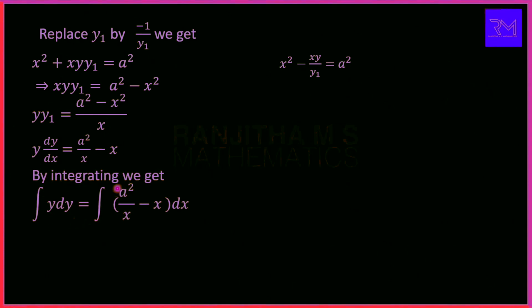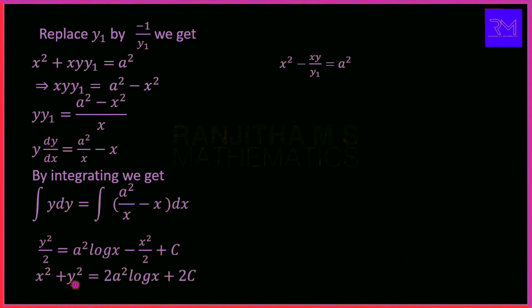By integrating the whole equation we get integral of y dy, which is equal to integral of a square by x minus x into dx. Here we have split the y term and x term separately and we integrate both sides. Integration of y dy is y square by 2, which is equal to a square, constant, into integration of 1 by x, which is log x, minus integration of x, which is x square by 2, plus some integration constant c. Taking LCM as 2 and taking x square to the left hand side, we get x square plus y square, which is equal to 2a square log x plus 2c. So this is an orthogonal trajectory for the given family of curves. This completes the problem.